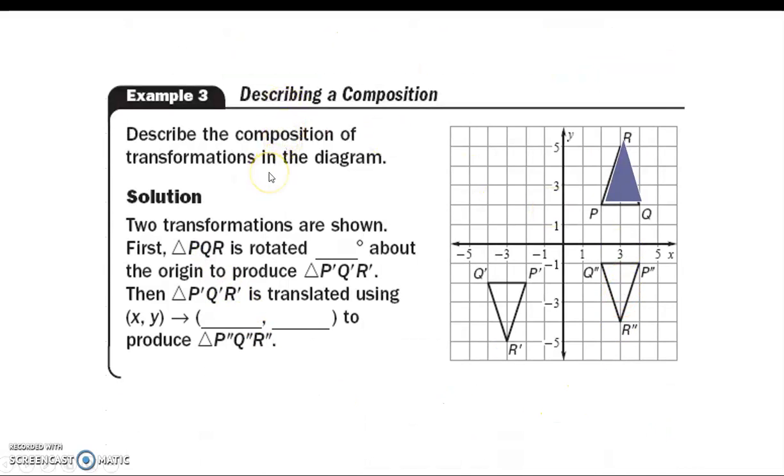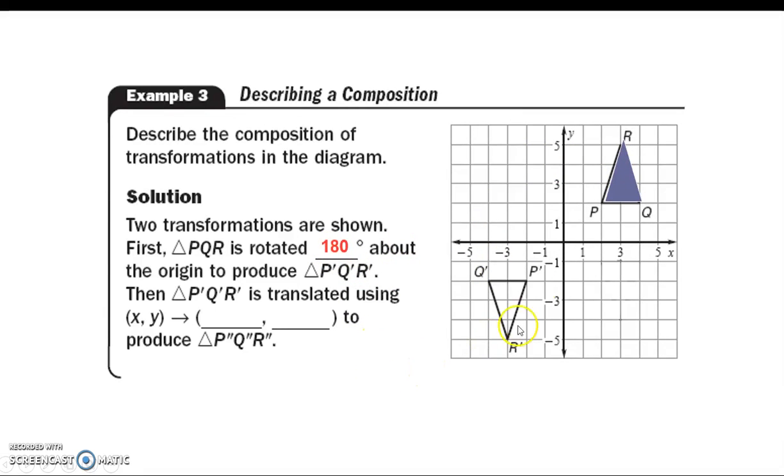Describe the composition of transformations in this diagram. So here it looks like somebody has already done a composition, and we just have to figure out what happened first. As I look at this, this is the original P, Q, and R, and then here's P prime. So this is the first move, and this would be a rotation of 180 degrees about the origin to produce P prime, Q prime, and R prime.